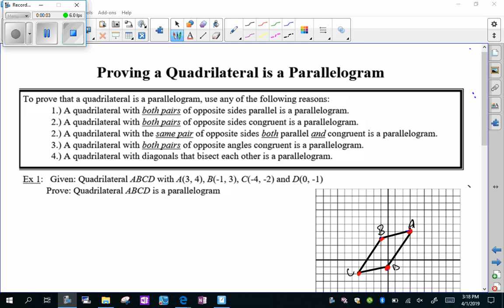In today's video, we're going to prove that a quadrilateral is a parallelogram. We're going to do it off the coordinate plane, and then we're going to do a two-column proof. So let's take a look at some different ways that we can prove that a quadrilateral is a parallelogram.